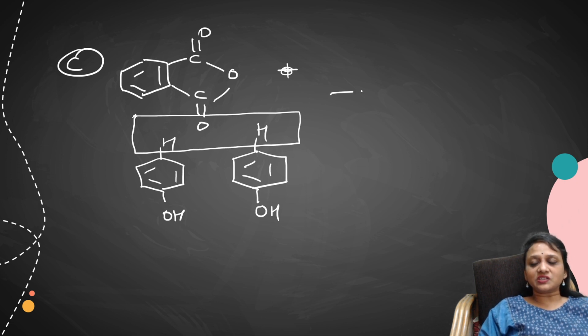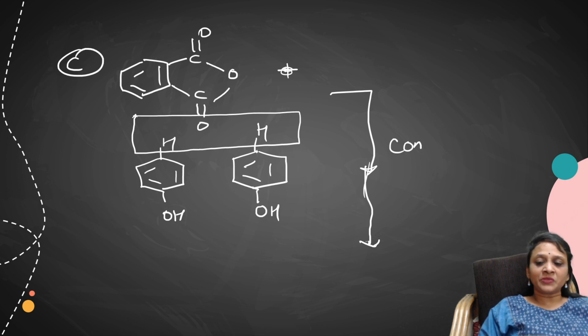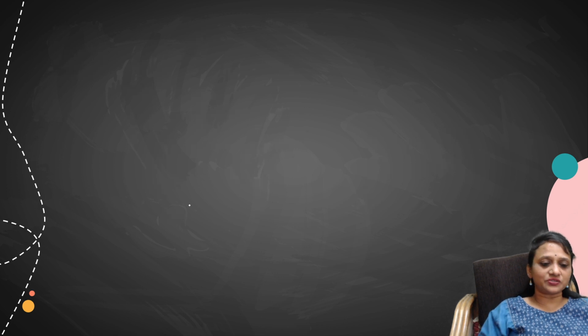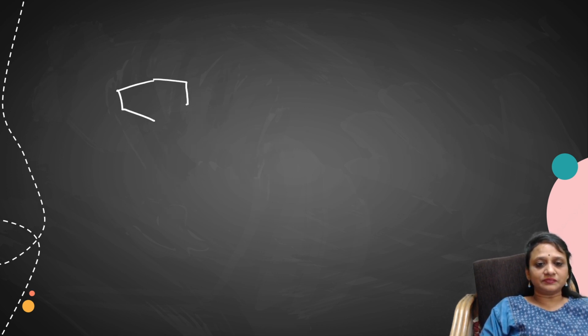Which one is doing this work? Concentrated sulfuric acid is doing this work. Maybe the place is not sufficient, so I'll write it in the next place. Concentrated sulfuric acid is a dehydrating agent, so it's going to give me a product. See this product, students? I'm going to write the product on the next page. I'm going to get a simple compound.